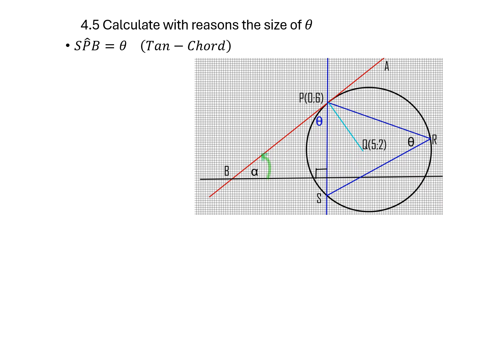So I can say SPB equals theta, tan chord. Now I've got 90 degrees, and I have that as 51,34 if I remember correctly. So theta equals 180 minus 90 minus 51,34. And from there, theta equals 38,66 degrees. So this is 38,66 and that there is 38,66.